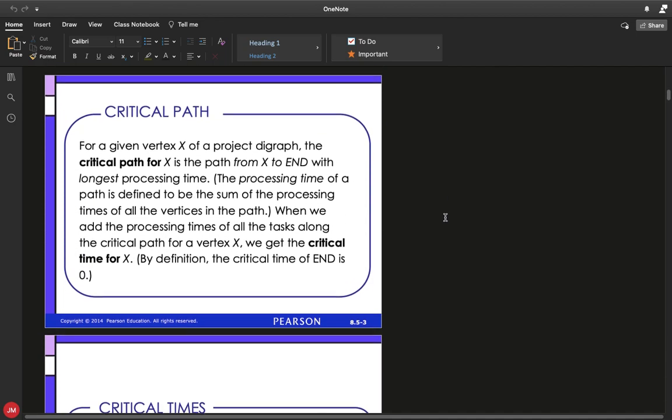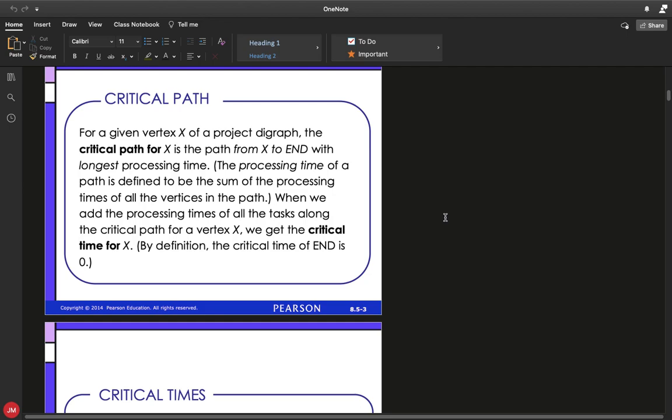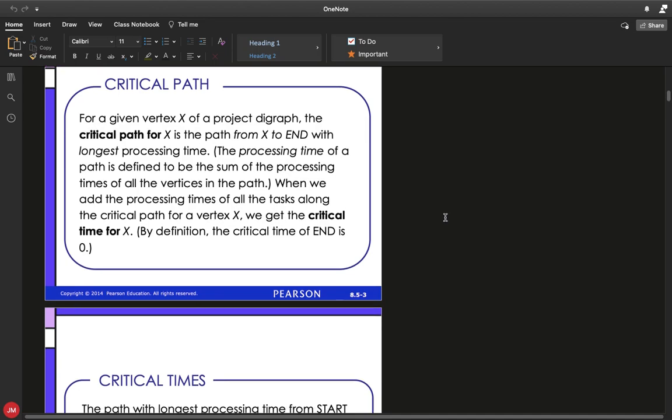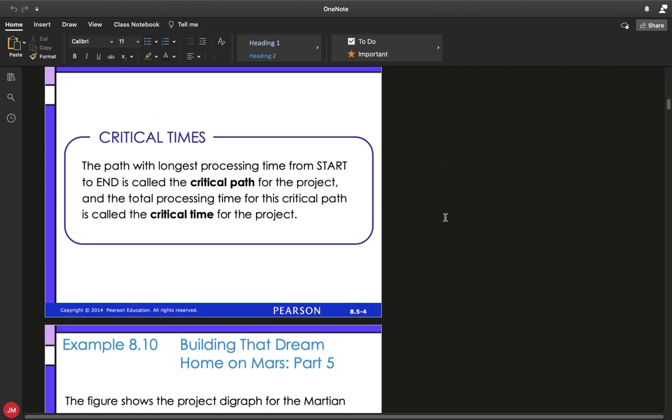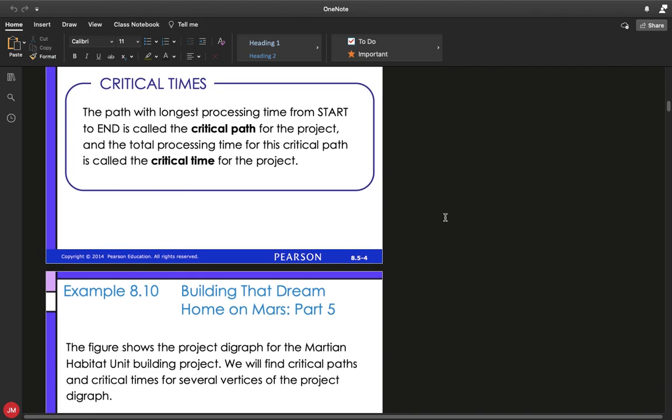In order to introduce this idea, we're going to introduce the concepts of what are called critical paths and critical times. For any given vertex x of a project diagram, the critical path for x is the path from x to the end with the longest processing time. When we add together the processing times of all the tasks along a critical path for any particular vertex, we get the critical time for x.